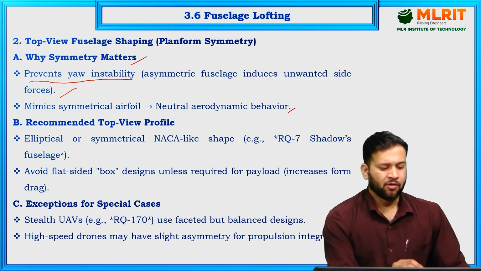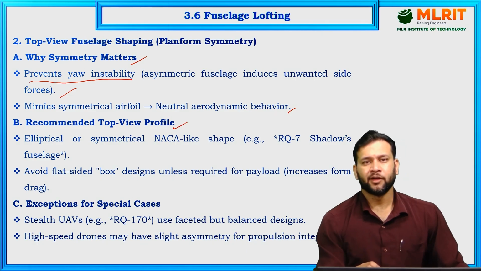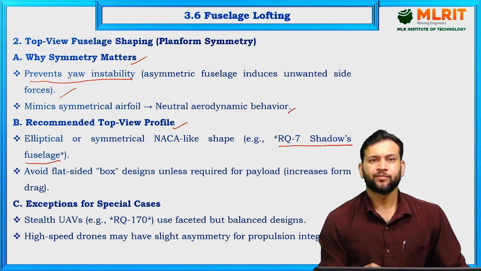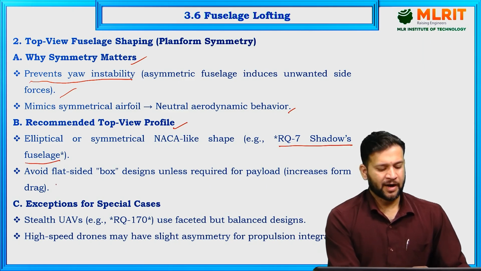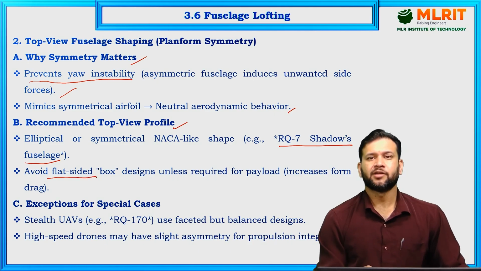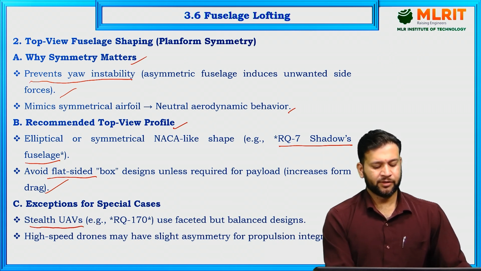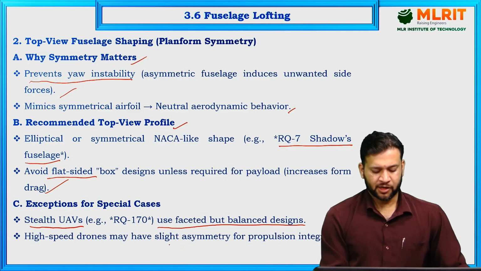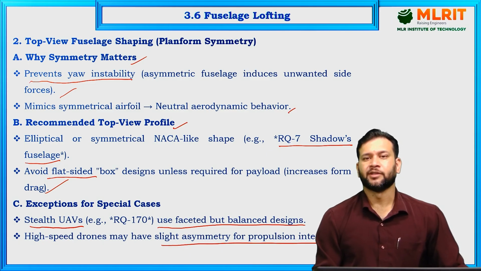And the top view profile we recommend in this case is an elliptical or symmetrical NACA-like shape. For example, the RQ-7 Shadow's fuselage avoids flat-sided box designs unless required for payload, since they increase form drag. Exceptions exist for special cases. Stealth UAVs use faceted but balanced designs, and high-speed drones may have slight asymmetry for propulsion integration.